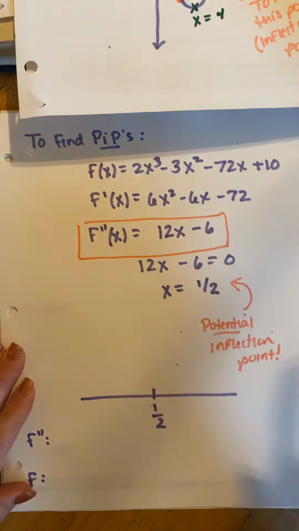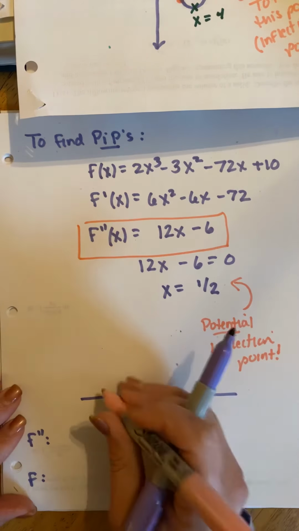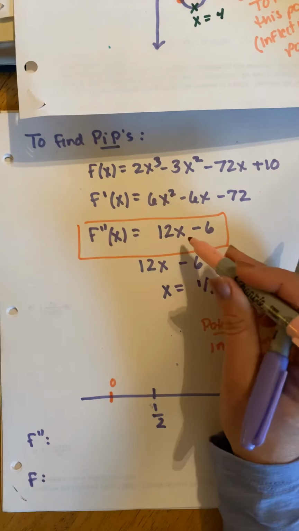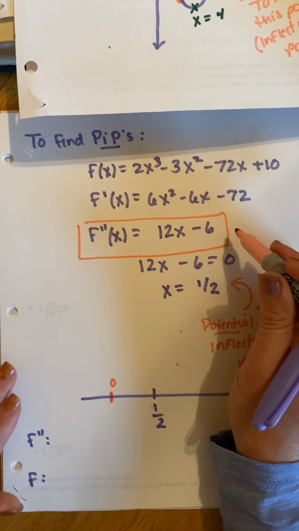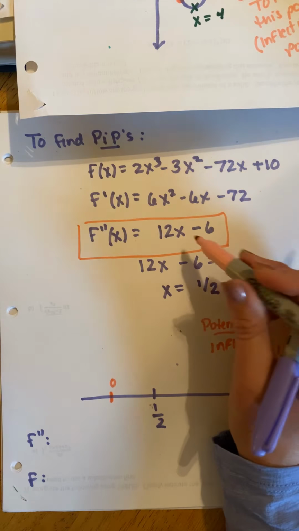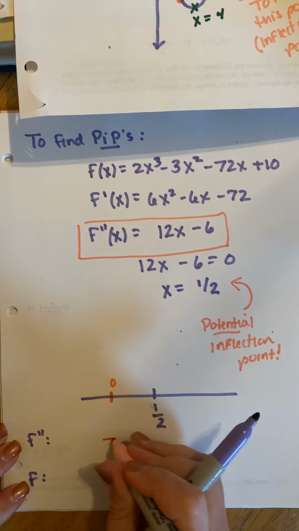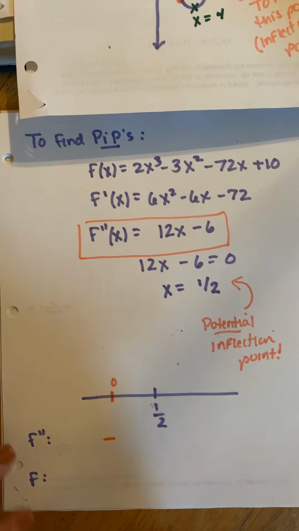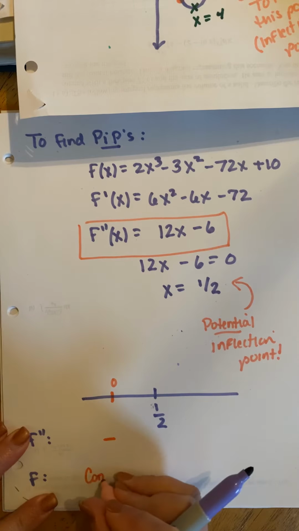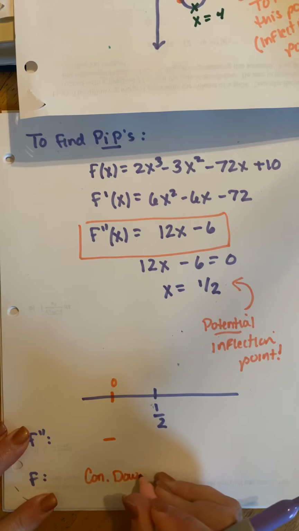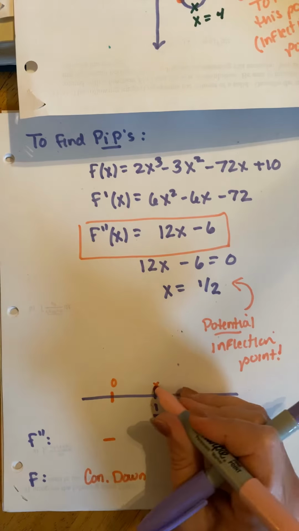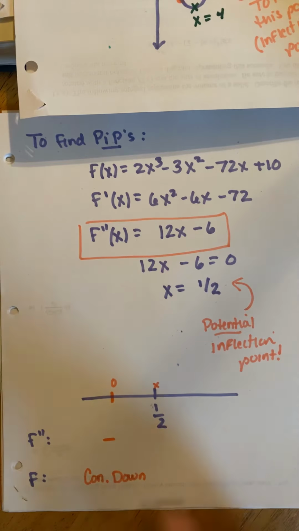We're going to take our favorite number, any number to the left of 1/2. Let's say 0. We're going to plug it into the second derivative: 12 times 0 minus 6. I don't really care what the value is. All I care about is the sign. So 0 minus 6 is clearly negative. So if the second derivative is negative, we know that the function must be concave down on this interval. So to the left of 1/2, the function's concave down.